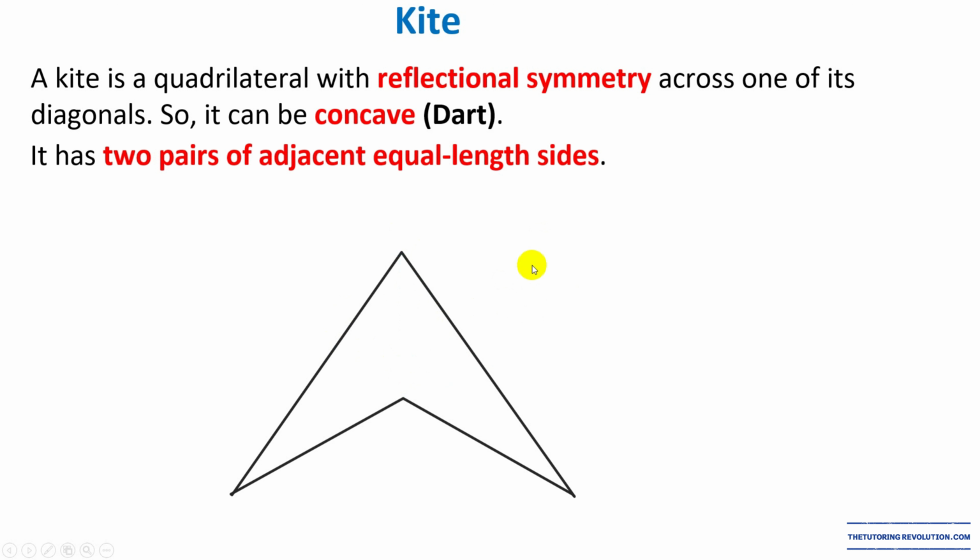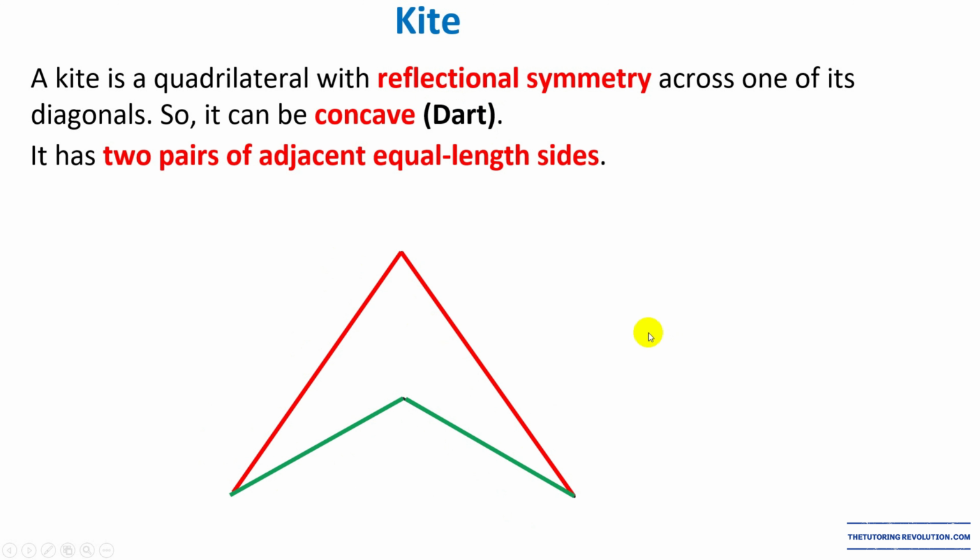And also, it has two pairs of adjacent equal length sides. These two sides here are congruent to each other. They are adjacent to each other and congruent to each other. And these two sides here are also adjacent to each other and congruent to each other. So this concave figure is also a kite because it satisfies the definition of a kite, and it's called a dart because of its shape.